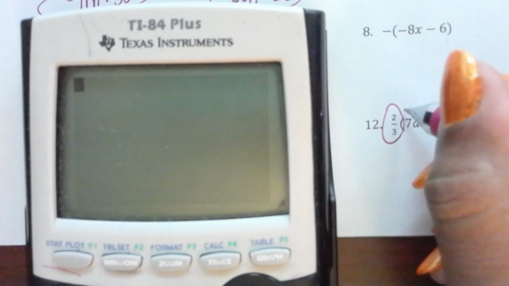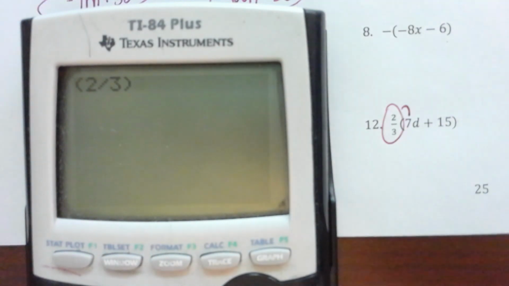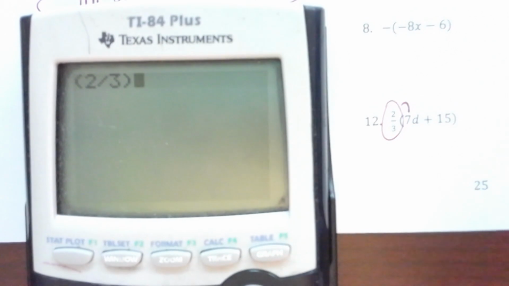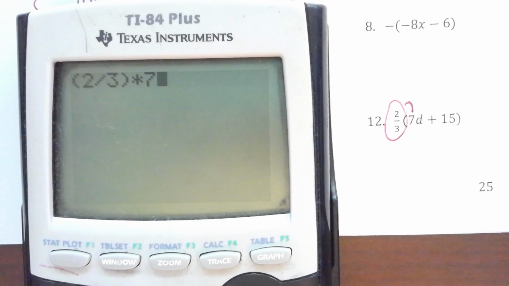What's this being distributed to first? 7. So it's 2 divided by 3. That's all a fraction is, division. Does that make sense? So it's 2/3 times 7. Wait, how you do it? I got 4. Baby, it's parentheses 2 divided by 3, close parentheses, times 7. Stavon, make sure you're typing this in, baby.